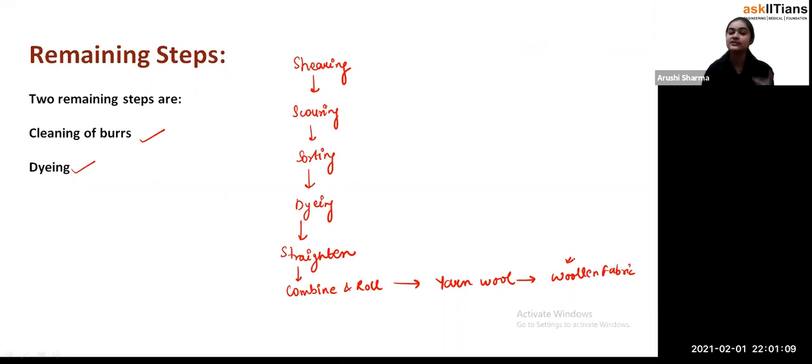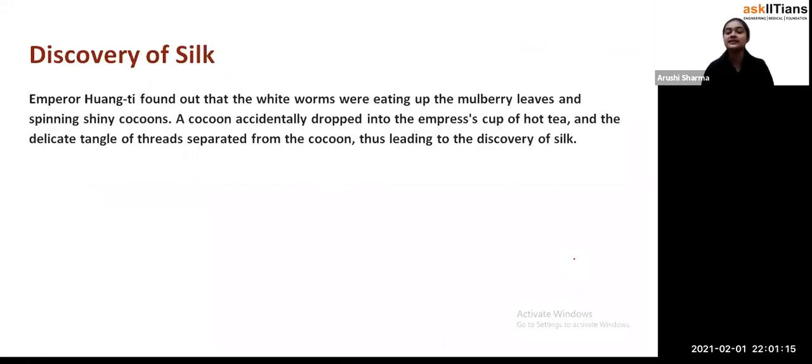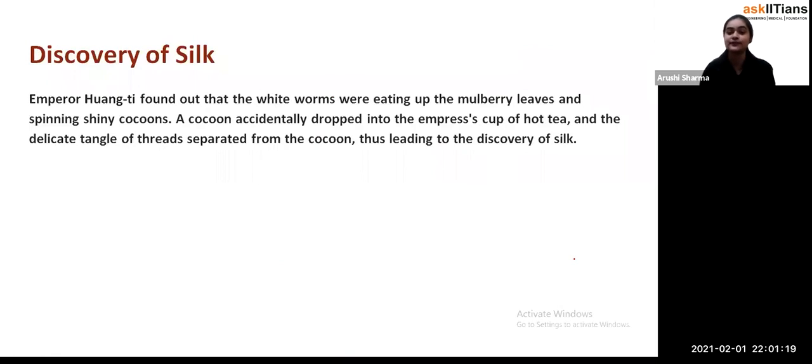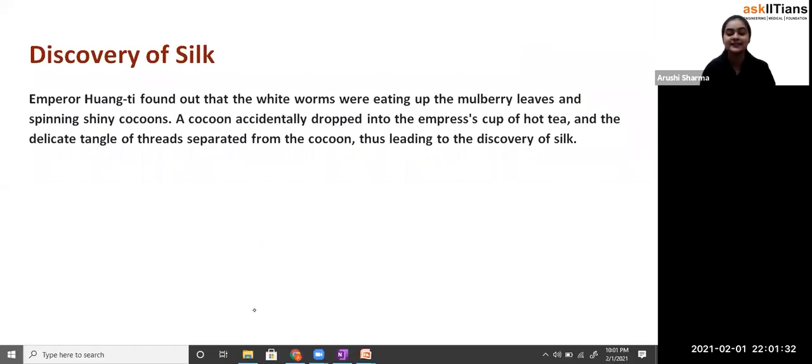Now, after wool, the second animal fiber which we are going to study is silk. So now it's the discovery of silk, how silk was discovered first of all. Exactly, first of all we should know how the discovery was done. So for that we will watch one video, and after that we'll come to another part of it. Okay, so just look at that video.